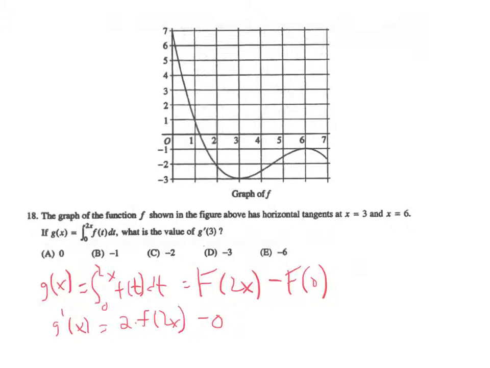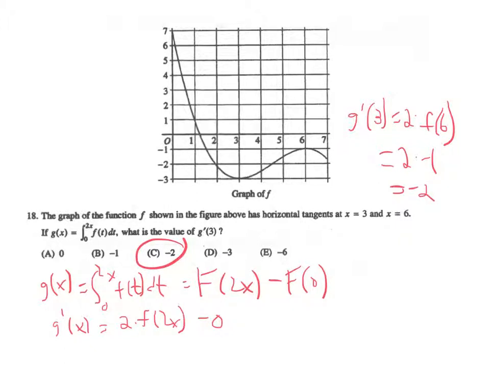And so that tells us that g prime of 3 is going to be 2 times f of 6. And if we look, f of 6 is negative 1, so it's going to be 2 times negative 1, which is negative 2, which is hopefully one of our choices. And it is choice C, which is the right answer. So yes, the chain rule is going to come into effect because this upper bound here is not just x, it's 2x, and we have to keep that in mind. So I told you that the College Board likes to set that trap, and a lot of you guys fell into it. It is a problem that people tend to mess up quite a bit.